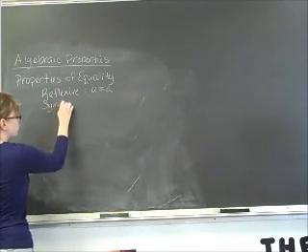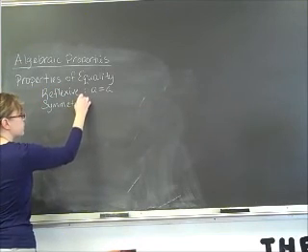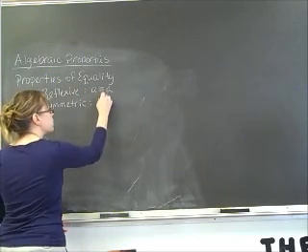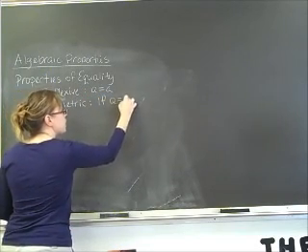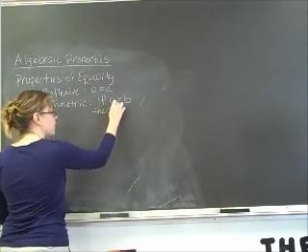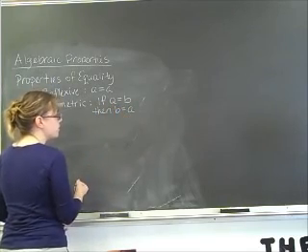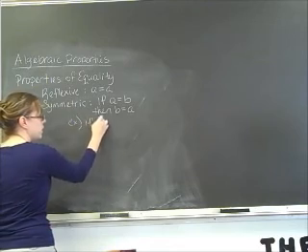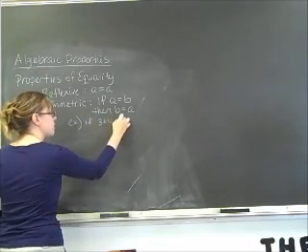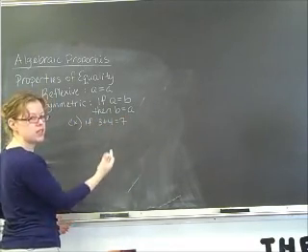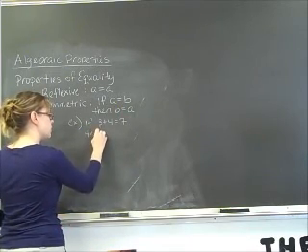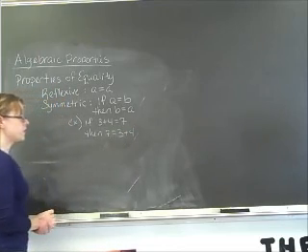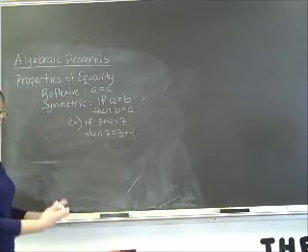Next we have the symmetric property. It just tells us that we can read equations forwards and backwards. If a equals b, then b equals a. So to give you a number example, if 3 plus 4 equals 7, then you know that you can read it the other way. Then 7 equals 3 plus 4. So equations can be read forwards or backwards.